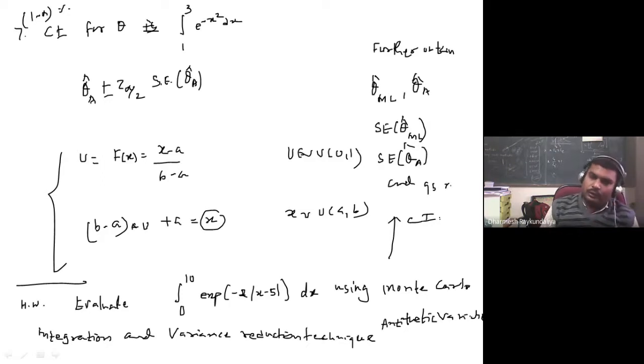And you can also use both approaches in the antithetic variable technique, and you have to show which one has the closer approximation. So you can integrate this exponent of minus 2 mod x minus 5 over 0 to 10, and you will get the exact answer.